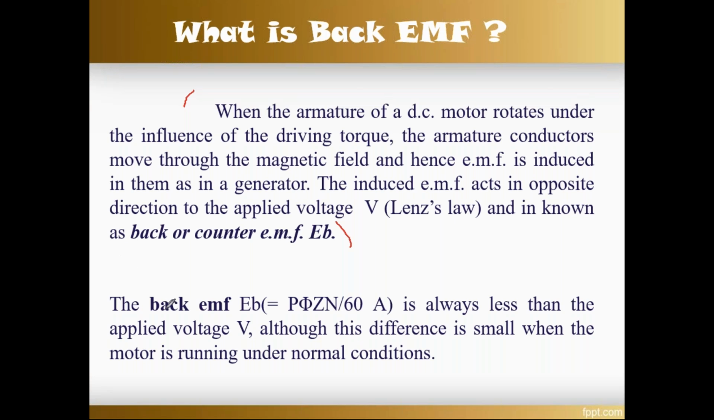Now the back EMF formula is given by P phi N Z divided by 60A, which was derived in the generator. So the same equation, and it is always less than the applied voltage. So here the Eb is always less than the applied voltage.